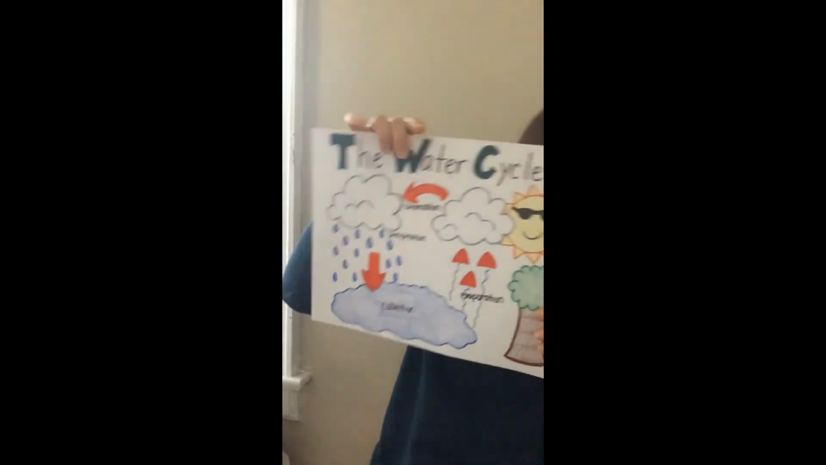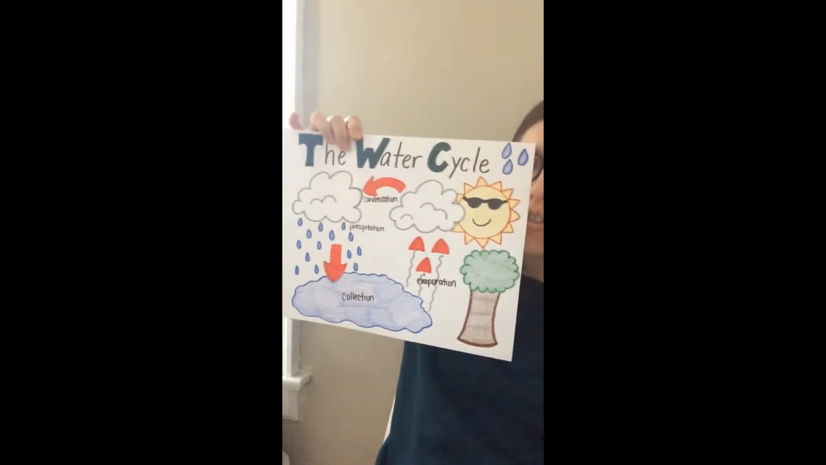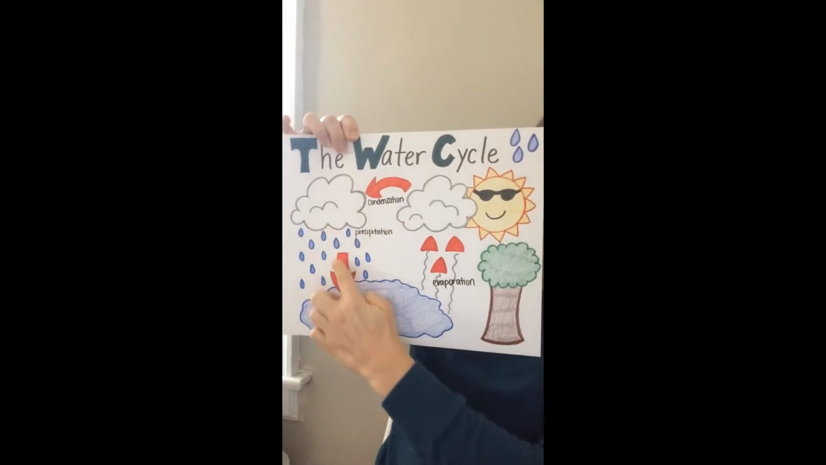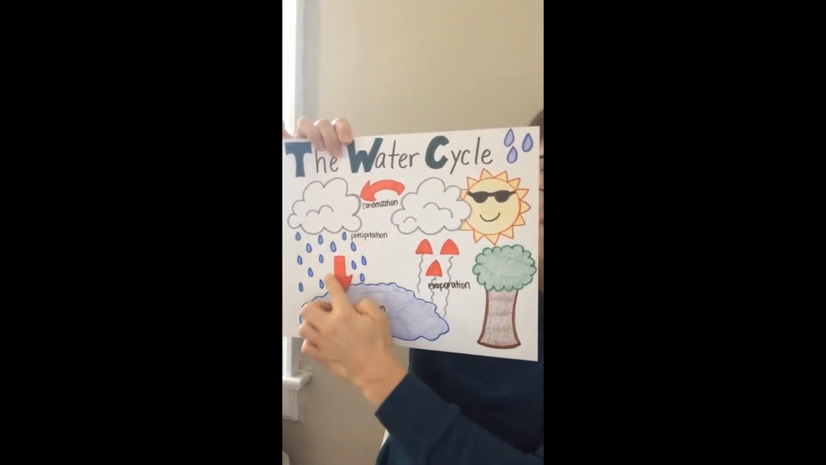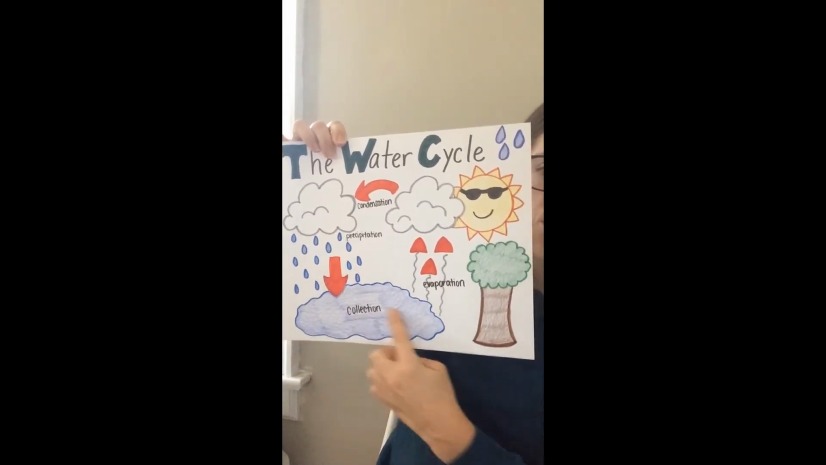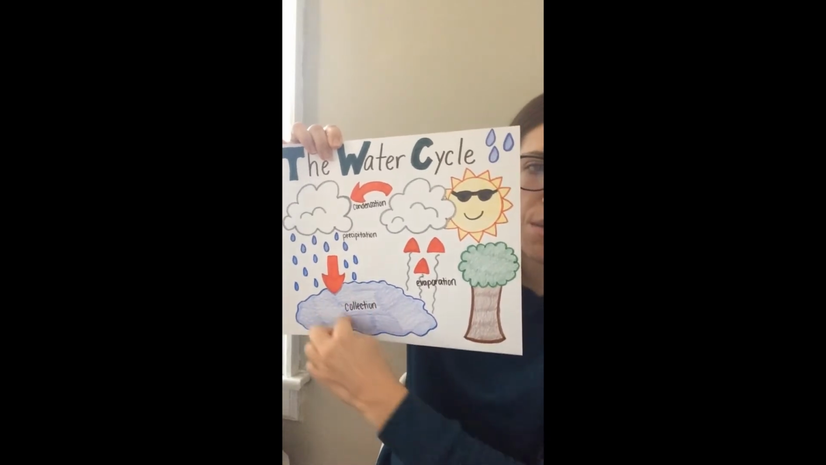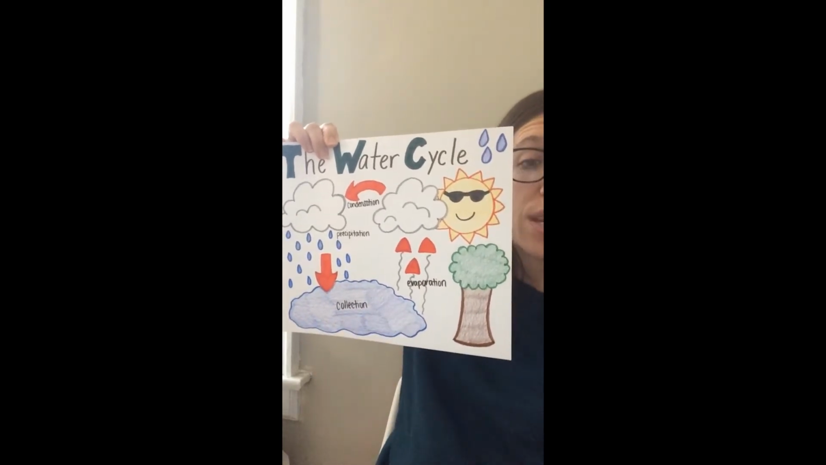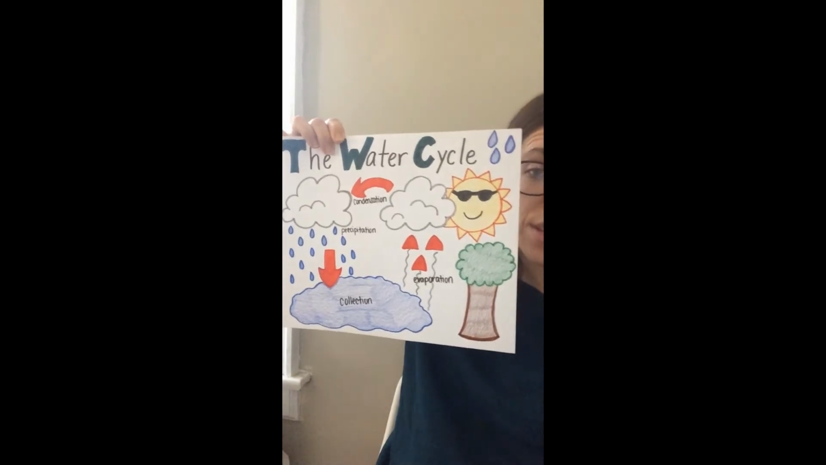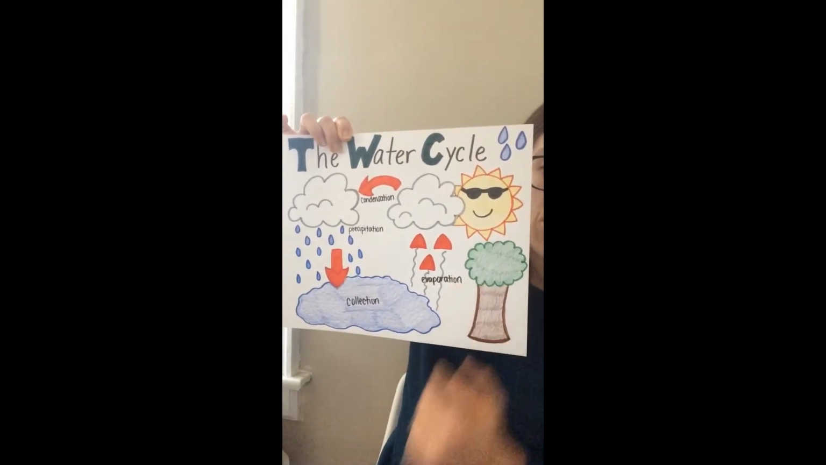So if you remember from yesterday's video, I talked about, well actually, how about I show you a picture of the poster of the water cycle as a reminder. So yesterday we got to see precipitation happening. That was when the rain was coming down out of the sky. And I showed you an example of collection when you got to see the puddle on the ground. So the next step in the water cycle is called evaporation.